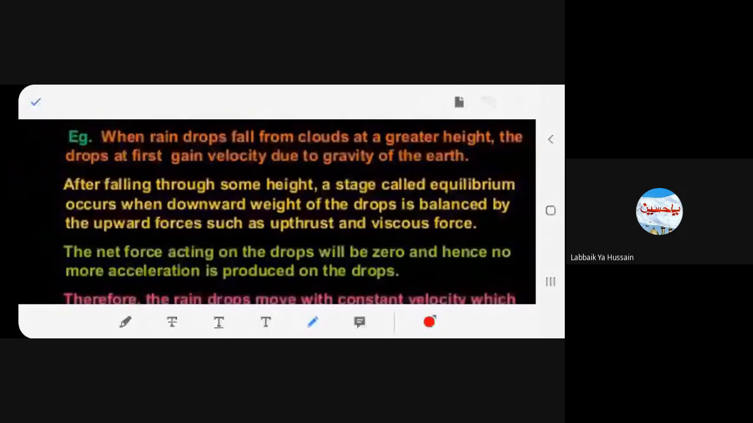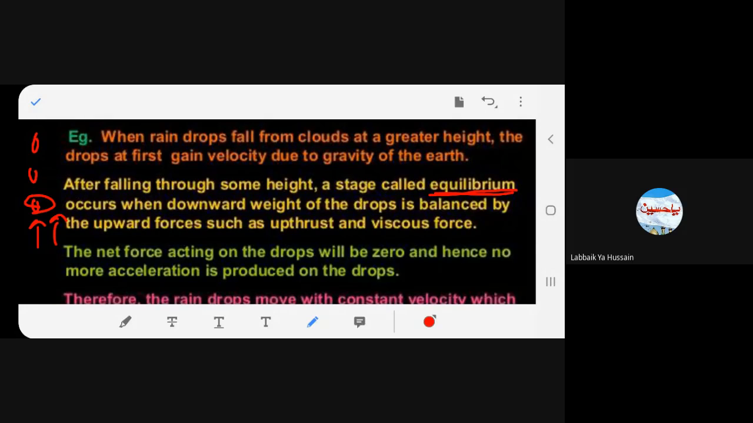Now, for example, this is the cloud, okay? And the first drops which are forming are coming down due to gravity. This much you have understood? Now, the drops are coming down. After coming down, it gets into an equilibrium stage. When the weight of the drop and the upthrust by the air are balanced, you know that? We learned about buoyancy and upthrust in liquids. Remember?